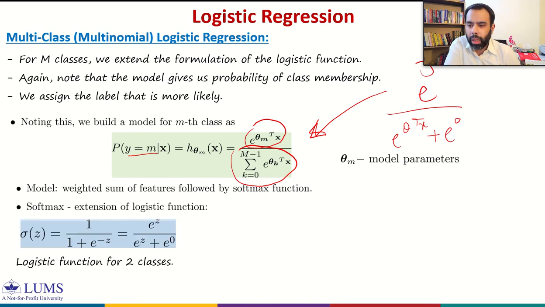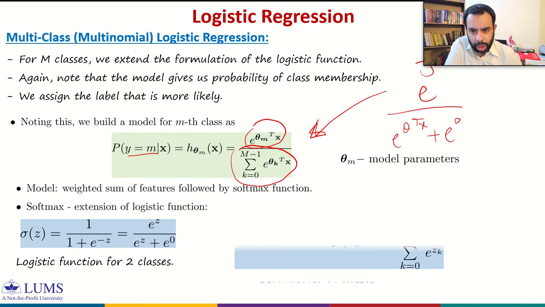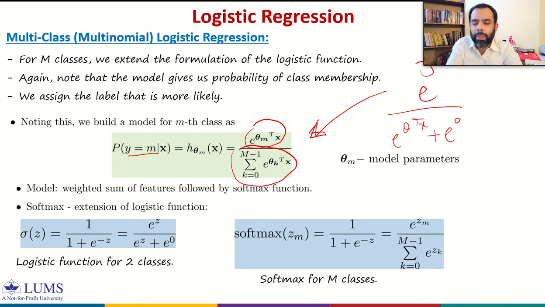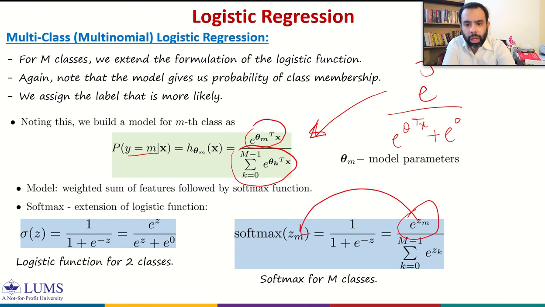What I have just said is how we define the logistic function for 2 classes. Softmax for m classes would be: you have 1 exponent z m, which is here, divided by the sum of exponents in the denominator. This is a softmax for m classes.